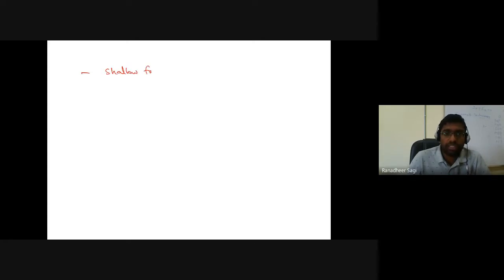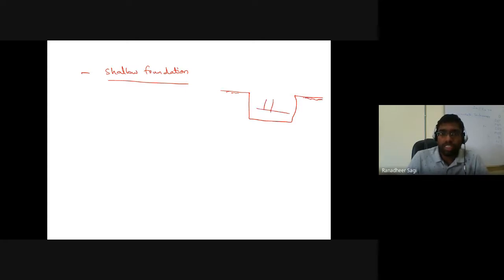Shallow foundation in the sense what? My foundation that I am going to be constructing is relatively at a shallow depth below the ground, at a smaller depth below the ground. So in such a case of shallow foundation, how do we generally construct it? If this is my ground, into that ground we make what is called an open pit like this. At the bottom of that open pit, we construct your foundation like this.